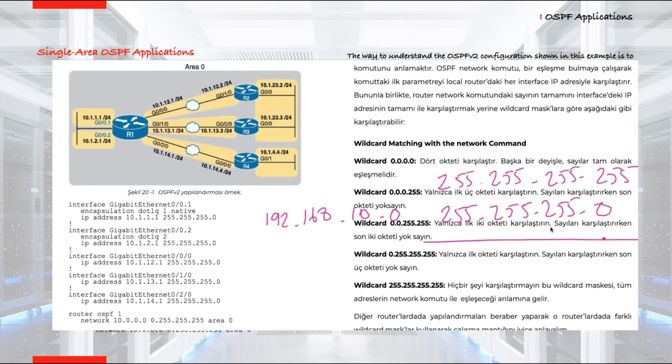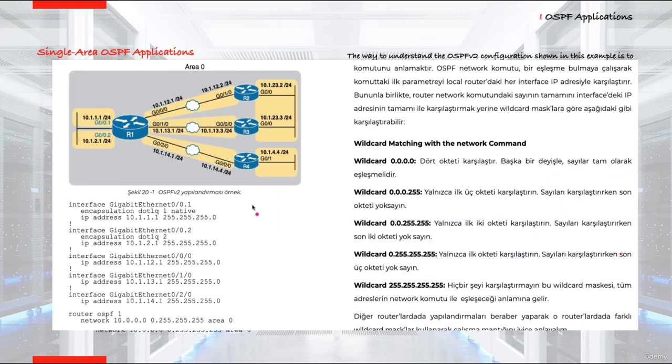And we're taking that out of the subnet mask. This is 0, this is 0, this is also 0, and here we write 255. This network's wildcard is 0.0.0.255.